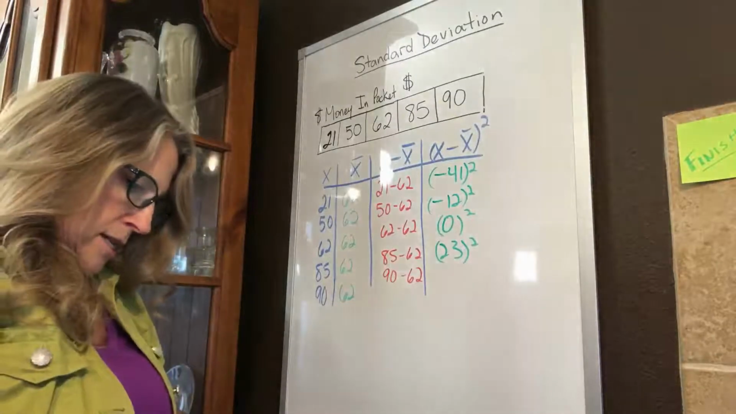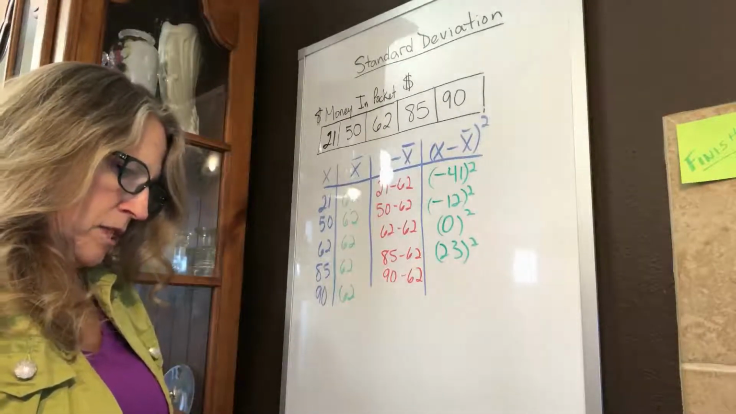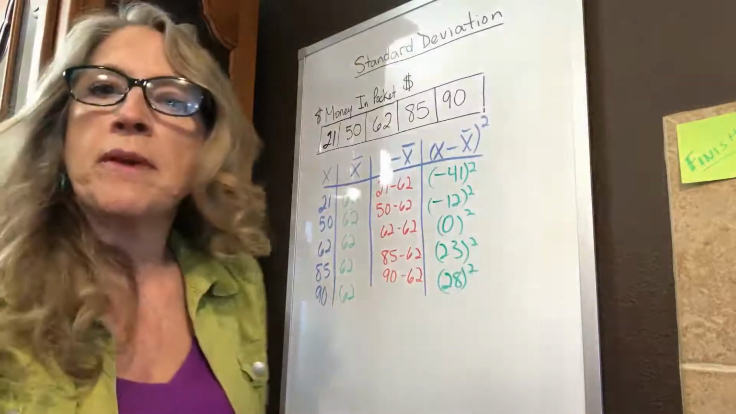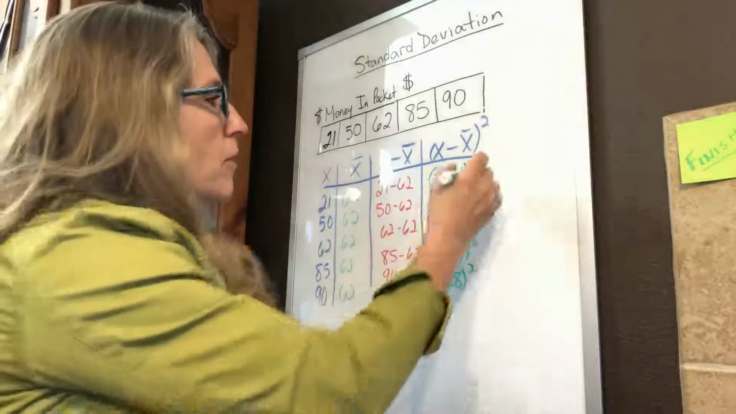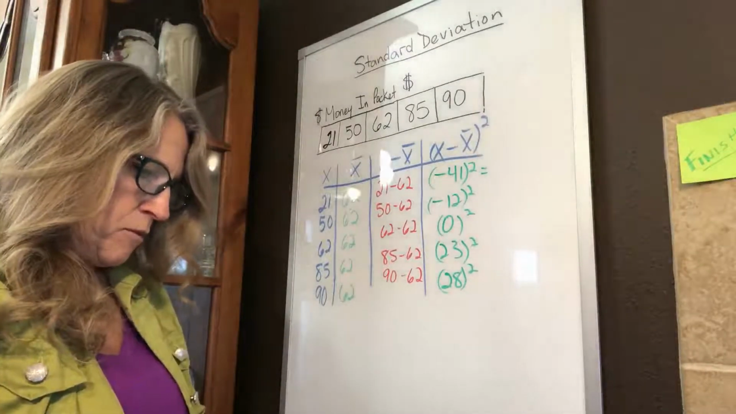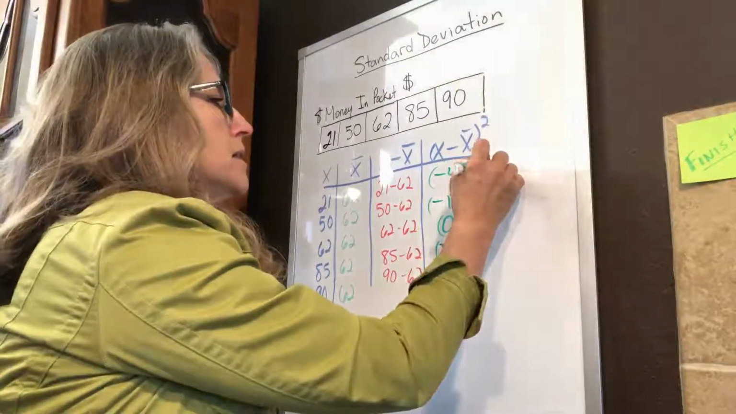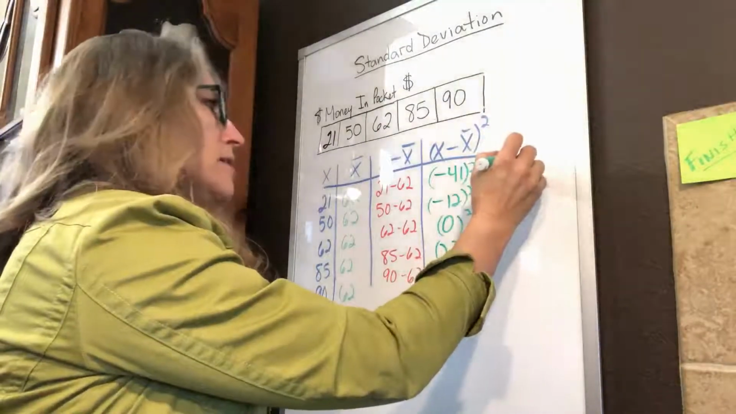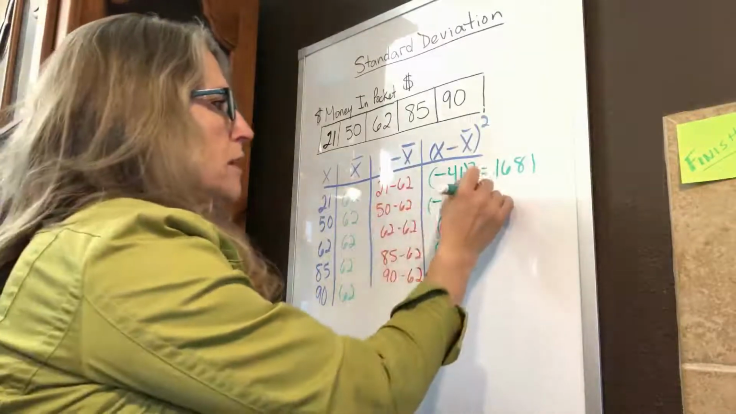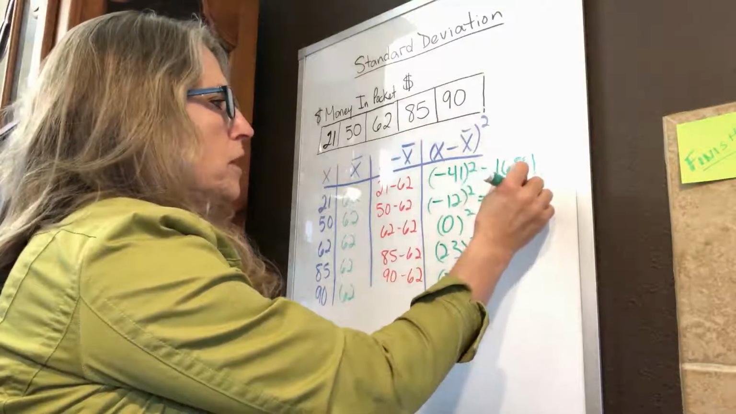And 90 minus 62, that's going to be 28. Okay, so I'm going to make that table, and then I'm going to square all of these. So I have negative 41 times negative 41, that's going to be 1,681. Negative 12 times negative 12 is going to be 144.